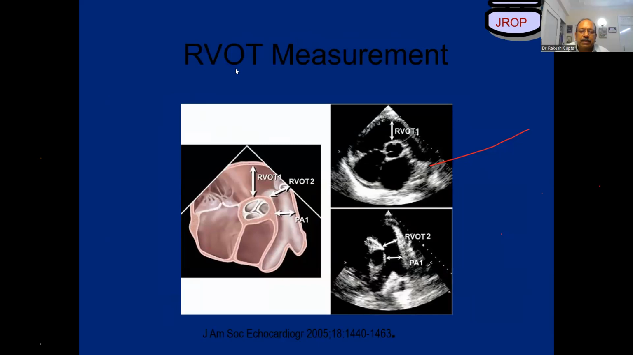Adnan Bashar? Sir, I have a question: what should be the ideal sweep speed during the measurement of VTI? Per second. Thank you.